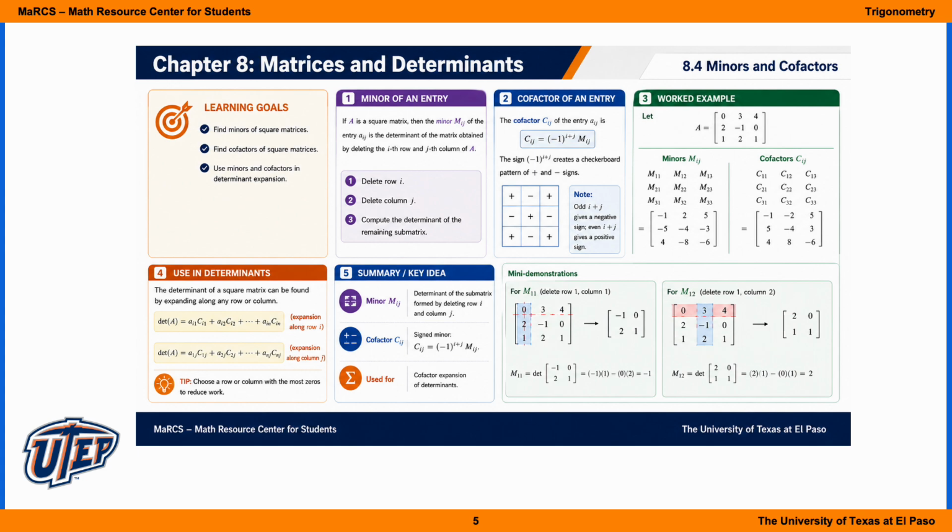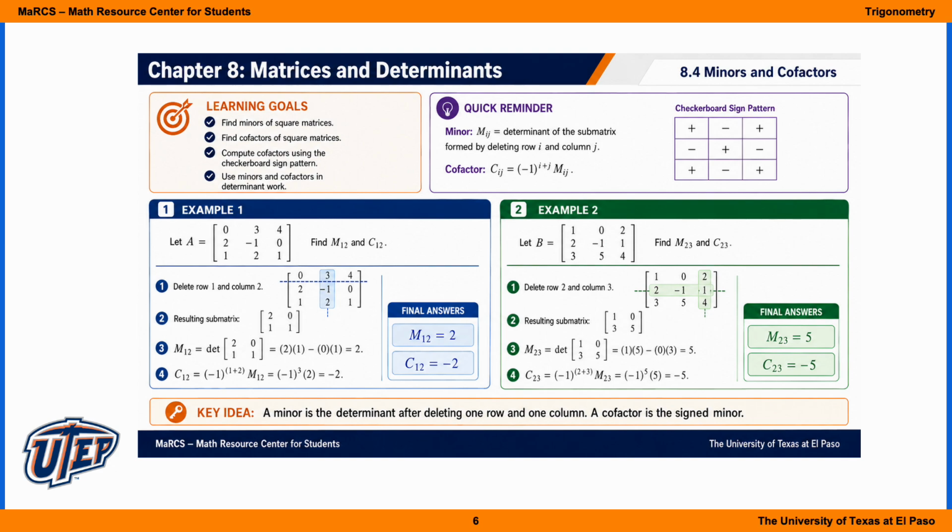Now finding the determinant of a square matrix, it doesn't have to be a 2 by 2 matrix, it can be any square matrix. This can be found by expanding along any row or column. So we need the cofactors in order to find the determinant. To simplify this process, we want to choose a row or column with the most zeros to reduce the work. So in order to find the determinant for any square matrix, we first compute the minors, then the cofactors, and then we use cofactor expansion to find the determinant.